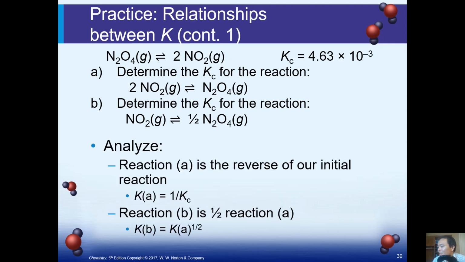So you look at the second reaction. Apparently, it's the reverse reaction of the original one. So for a reverse reaction, the new K will become the inverse of the original. Okay. For the second reaction, look at this one. How is reaction B related to the original reaction as you see over here? You just multiply this original by a half.